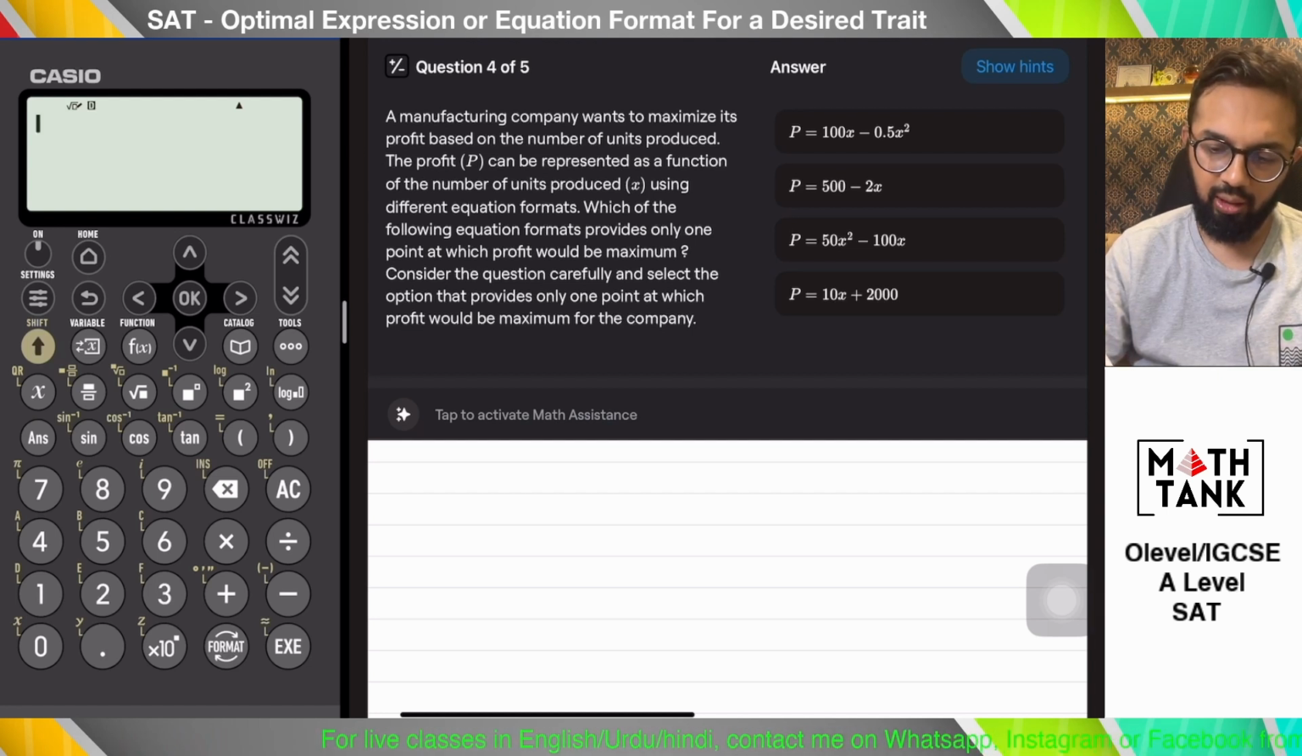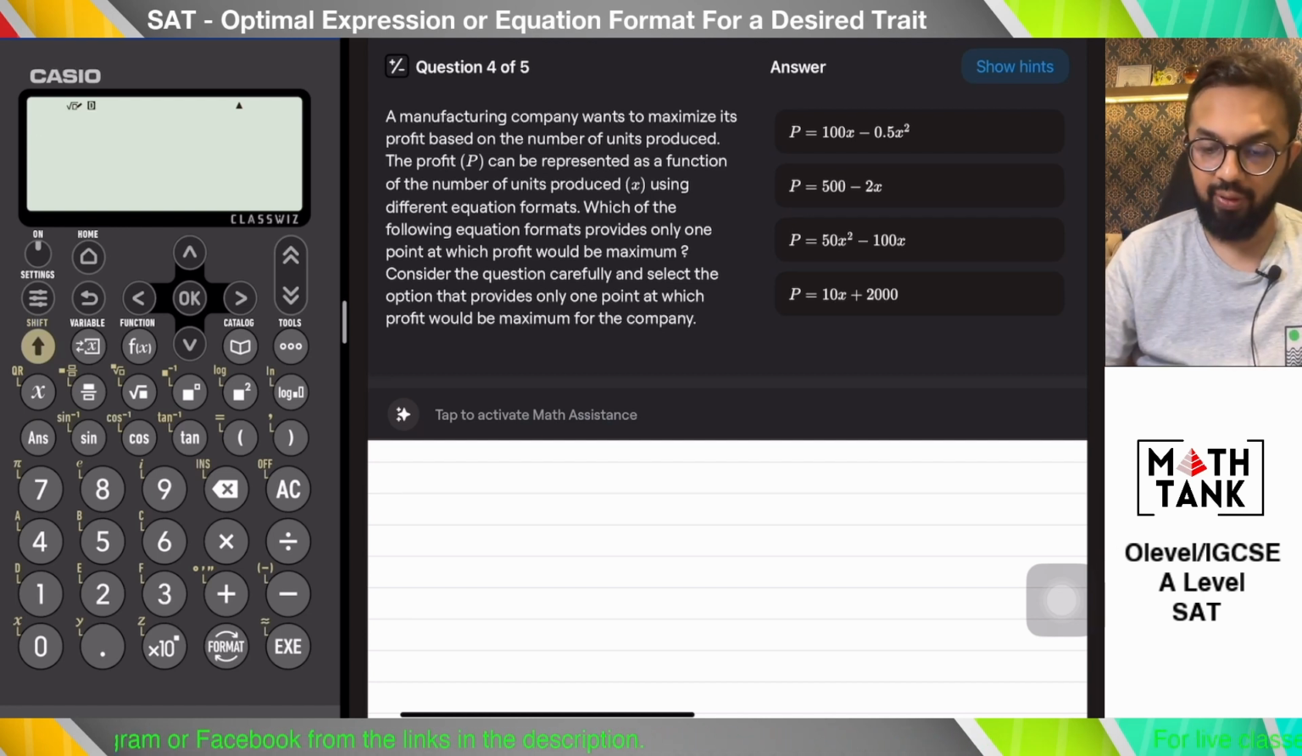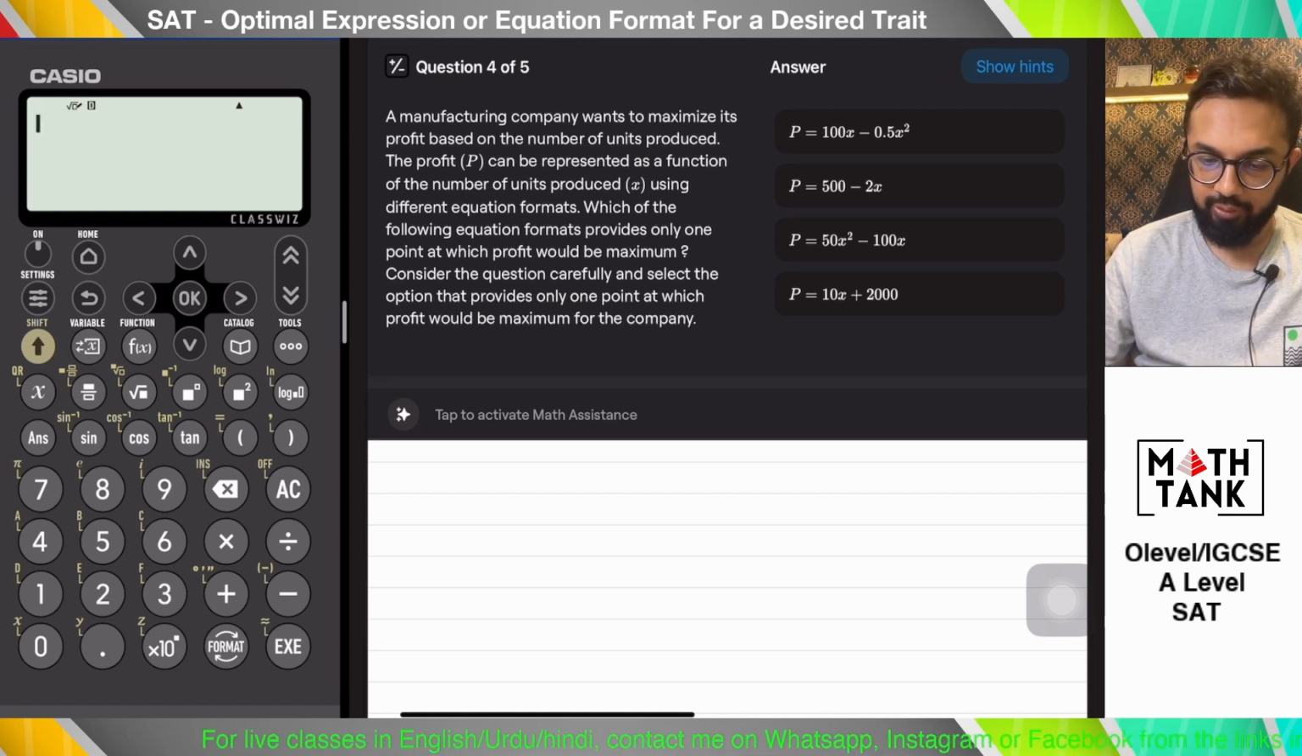Okay. A manufacturing company wants to maximize its profit based on the function using different equation formulas. Which of the following equation formats provides only one point at which the profit could be a maximum? Consider the question carefully and select the option. Okay, so it says a manufacturing company wants to maximize its profit. The profit can be represented as a function of the number of units x using different equation formulas. Okay, which of the following equation formats provides the only one point at which the profit could be maximum?